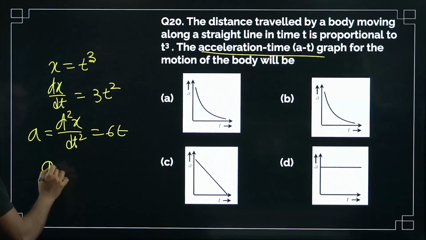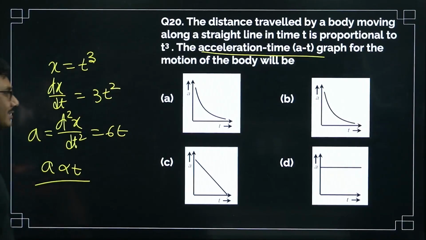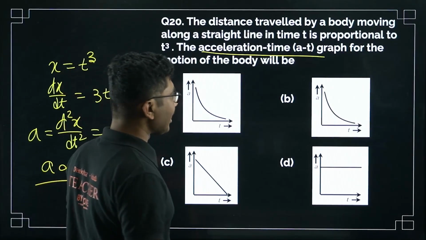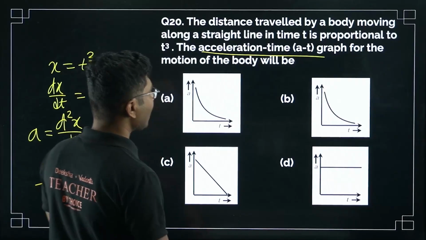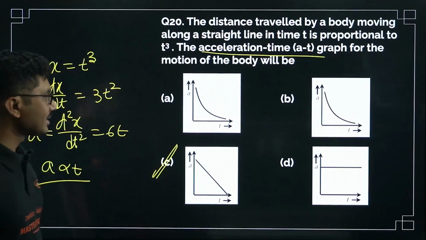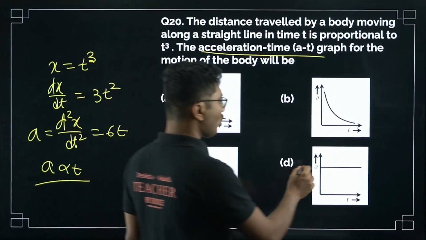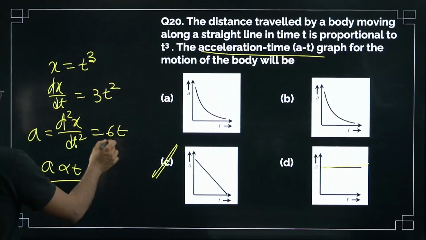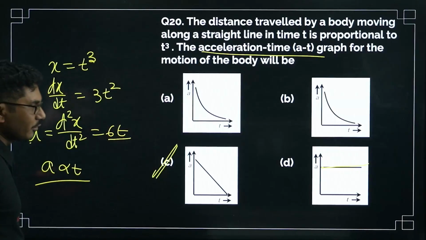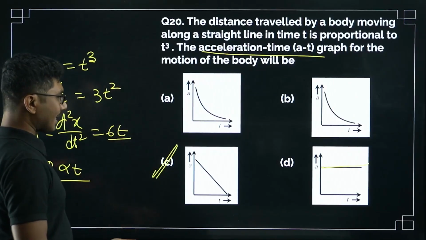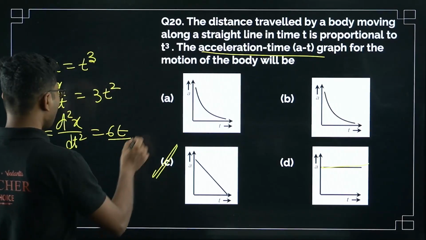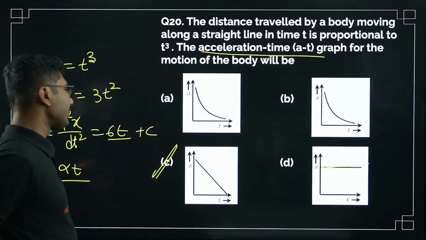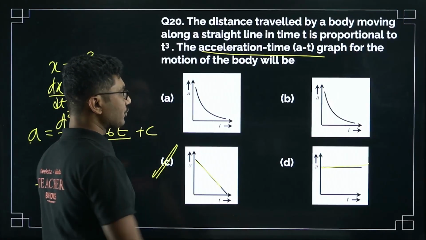Acceleration is directly proportional to time, so it will be a straight line, right? So straight line means the acceleration versus time graph will be this graph. Okay, only one straight line is given. This one is constant. Constant is not possible. It should pass through the origin, but there may be some constant involved as well. We don't know, that's why this is the possible graph.